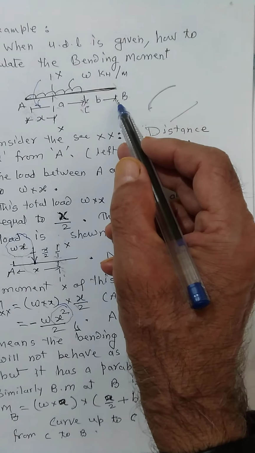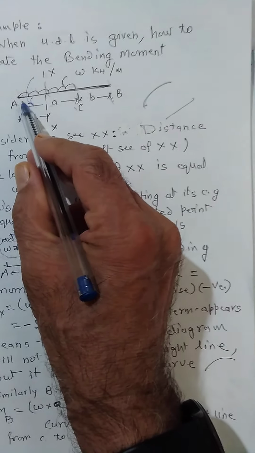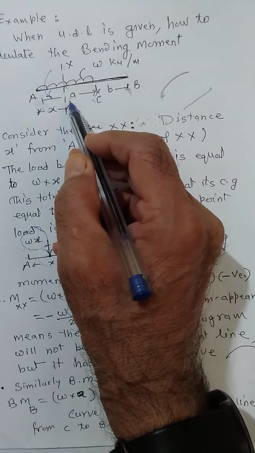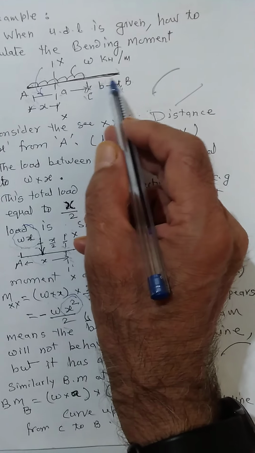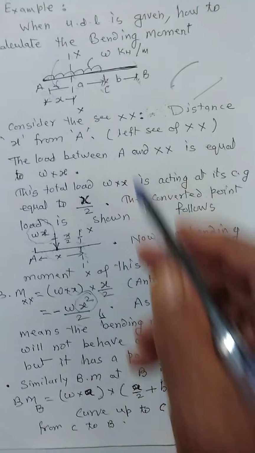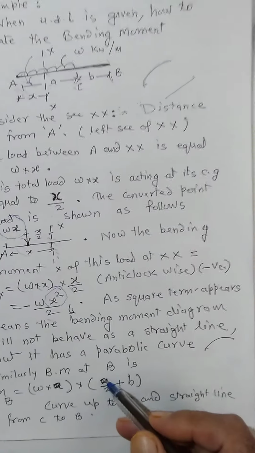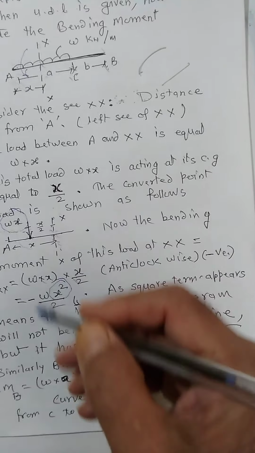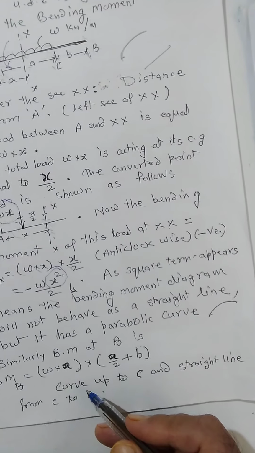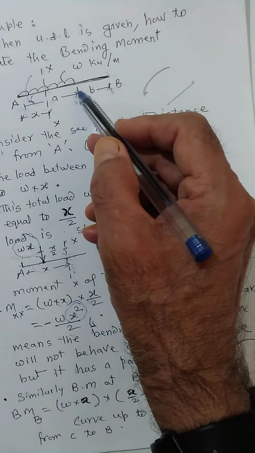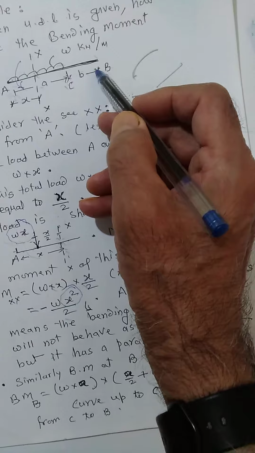Similarly, if we want to find out the bending moment at B, the total load is W into A acting at A by 2, and the distance from here to here is A by 2 plus B. So the bending moment at B is W into A, the total load acting at A by 2 plus B, again anti-clockwise, and we'll find that right from here to here it is a parabolic curve, and right from here to here there is no UDL, so it will act as a straight line. Now we'll try to solve a few problems.